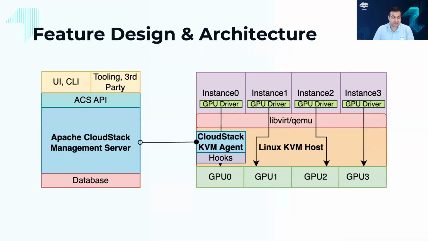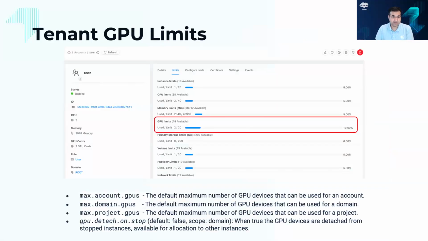In terms of design and architecture, the CloudStack Management Server is the control plane. It has its own API. It powers the UI, a CLI, and third-party tooling, automation, and an ecosystem of tools. We run a CloudStack KVM agent on the KVM host, which has access to customizable hooks that I'm going to talk about in a second. Using this architecture, the control plane can talk to the agent and orchestrate instances with physical GPUs or virtualized GPUs.